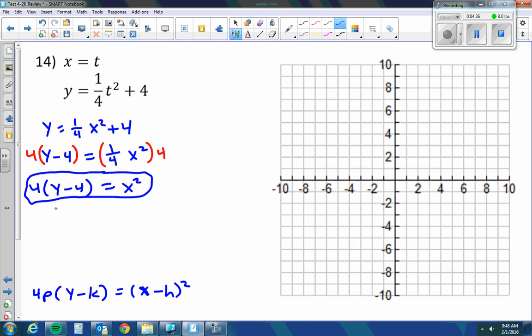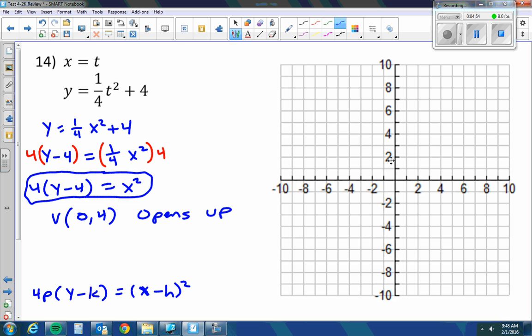And we said it's vertical because you have y equals x squared. Y is not squared, x is. And so it opens up. The vertex is 0, 4. It opens up.